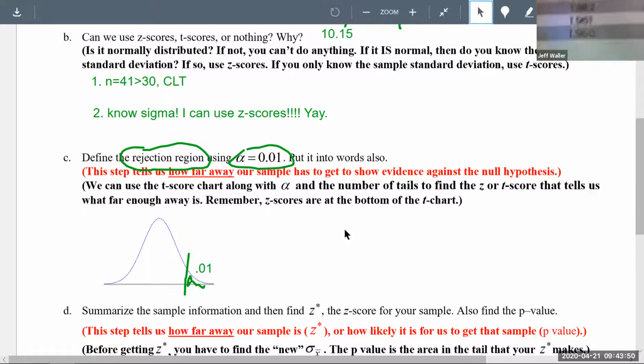So this is a really cool sheet. I want you to really get this. If you use this sheet and stop, you get a t-score. If you go all the way to the bottom, you get a z-score.